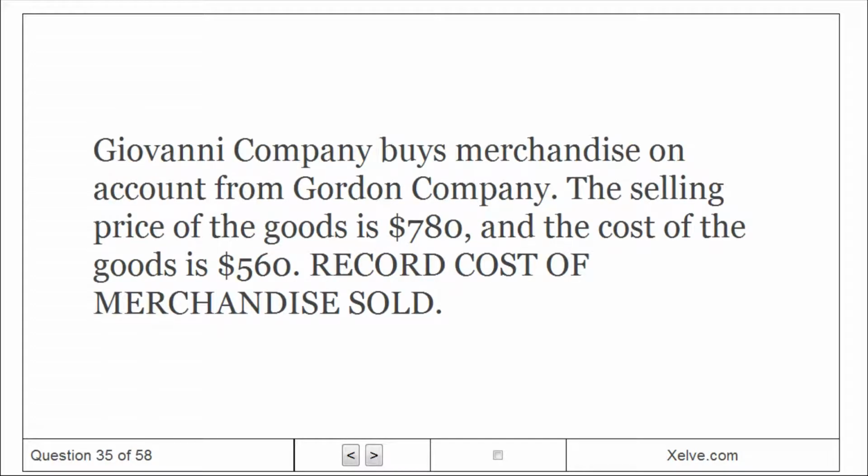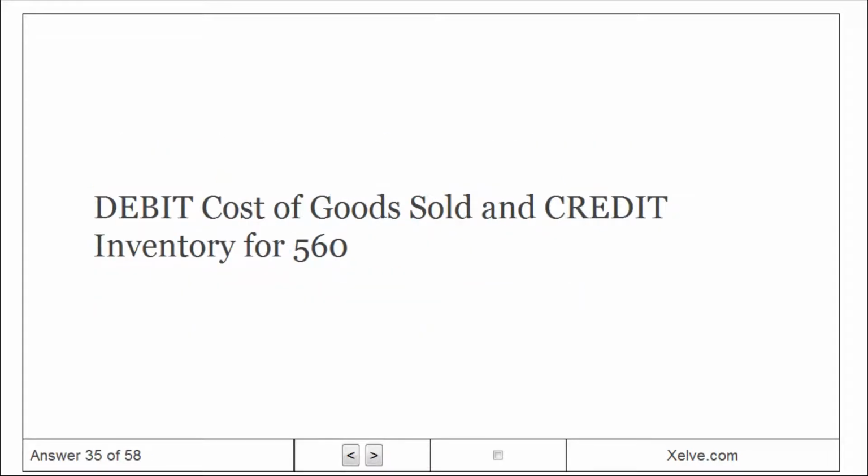The selling price of the goods is $708 and the cost of the goods is $560. Record cost of merchandise sold. Debit cost of goods sold and credit inventory for $560.